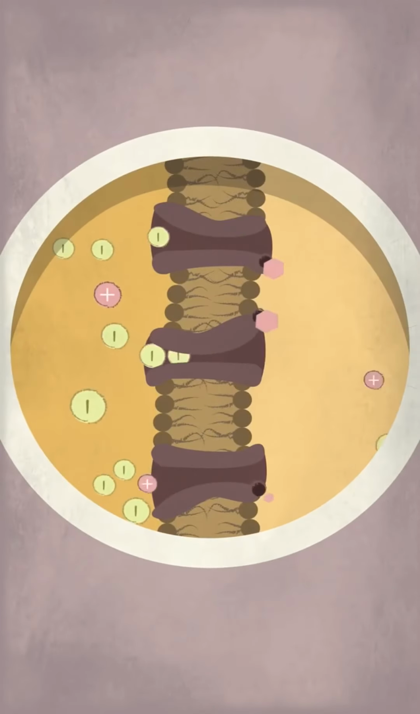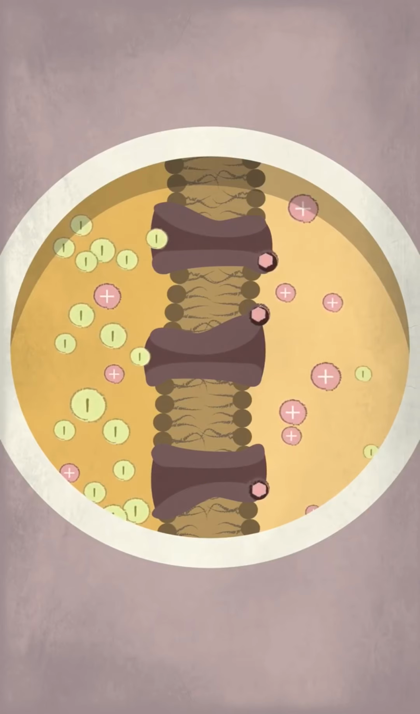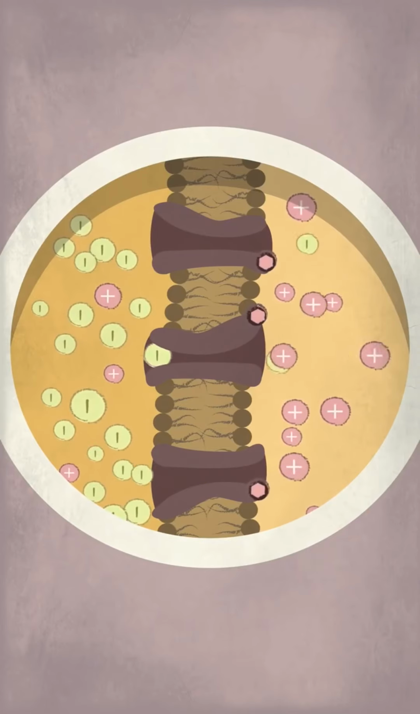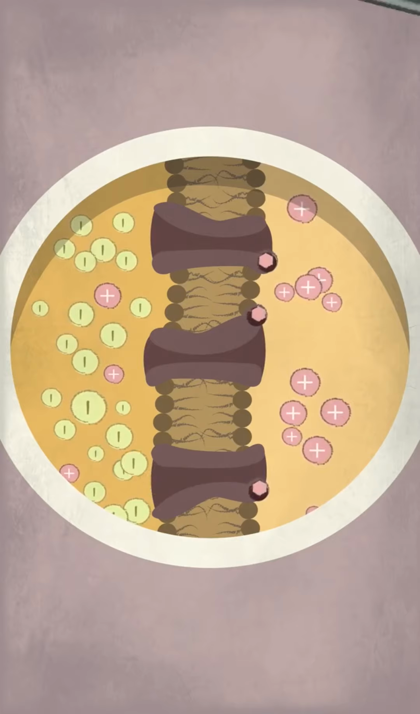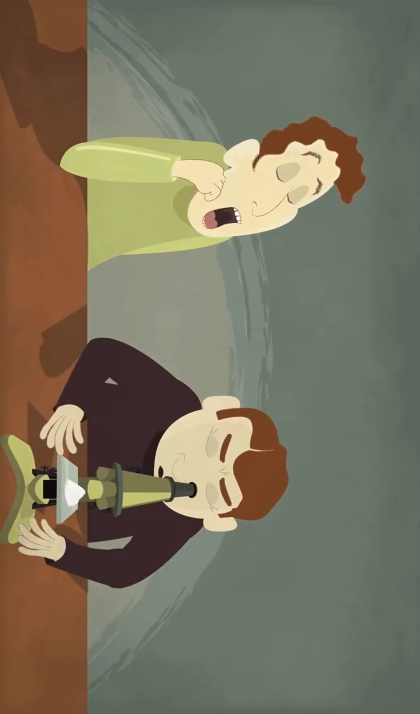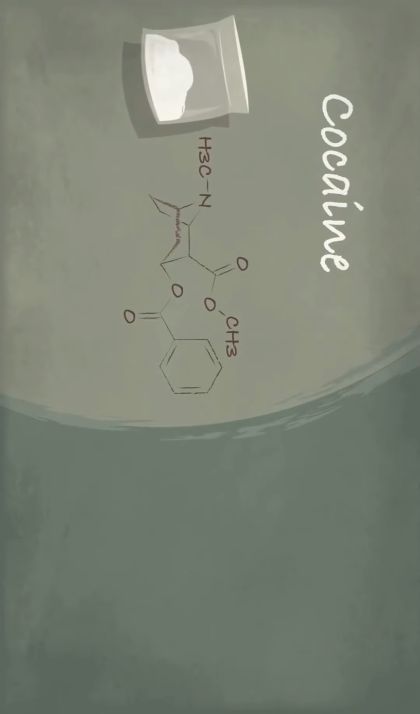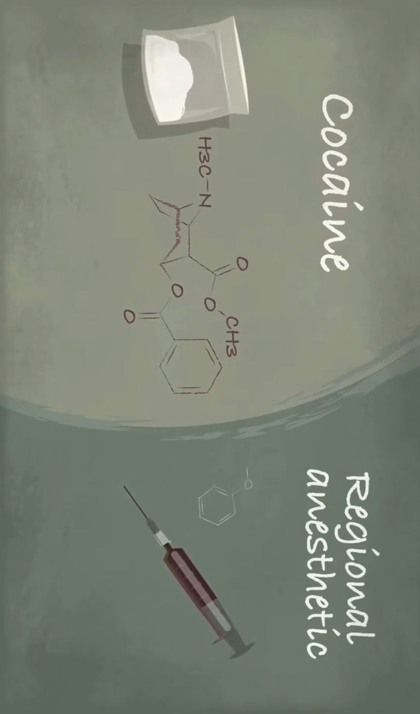They bind to the proteins in neurons' cell membranes that let charged particles in and out, and lock out positively charged particles. One compound that does this is cocaine, whose pain-killing effects were discovered by accident when an ophthalmology intern got some on his tongue. It's still occasionally used as an anesthetic, but many of the more common regional anesthetics have a similar chemical structure and work the same way.